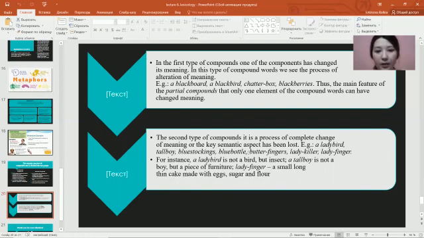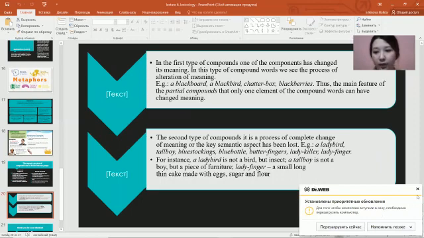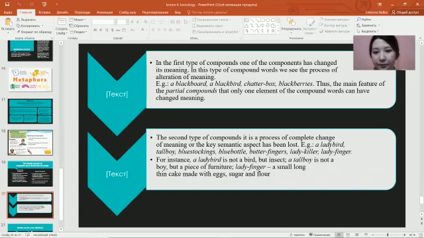The second type of compounds is a process of complete change of meaning, or the key semantic aspect has been lost. For example, a ladybird, a tall boy, blue stocking, blue bottle, butterfinger, ladykiller, ladyfinger. For example, if we separate them, they lose their meaning. If we use the words lady and bird separately, they lose their meaning. Lady means woman, bird means a bird. Ladybird is not a bird, but an insect, actually. A tall boy is not a boy, but a piece of furniture. Ladyfinger, a small, long, thin cake made with eggs, sugar, and flour.